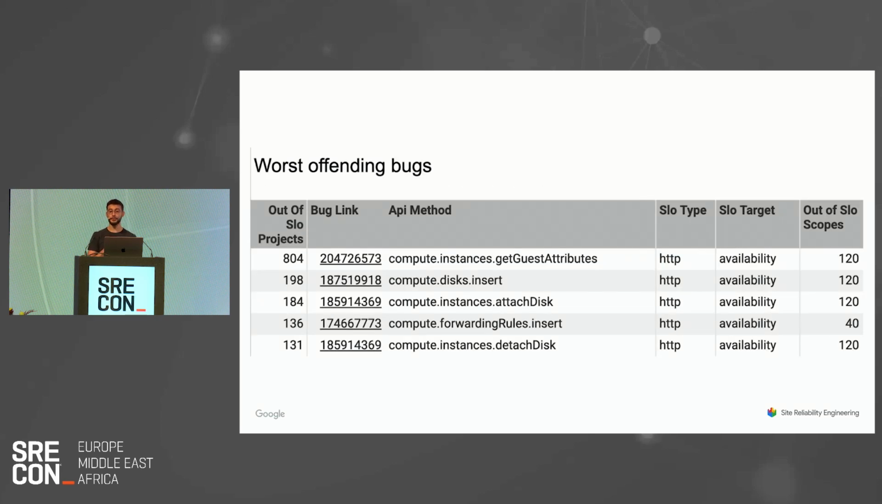The last table shows the most offending bugs we've identified, also sorted by the number of affected customers. We can see that get guest attributes is the worst one, and by following the link, you would see a discussion between dev and SRE about the current problems and what could be our next action items for fixing them.